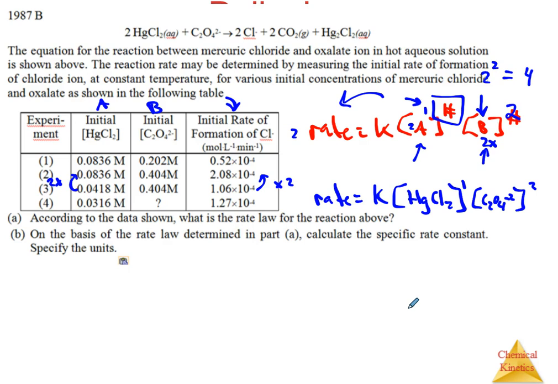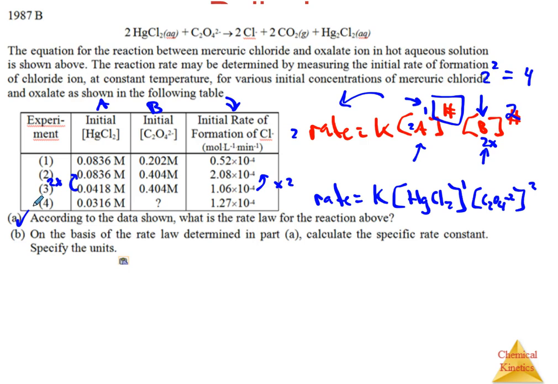All right. So now, according to the data shown, what is the rate law for the above reaction? This is not working with my hand. That's always fun. When it's like 3 seconds behind your movement, it's kind of hard. All right. So we have A. That's all set. B, on the basis of the rate law determined in part A, calculate the specific rate constant. Specify the units. Go ahead. The rate law is the general statement. If you already found k, you can write it in, but you don't have to.